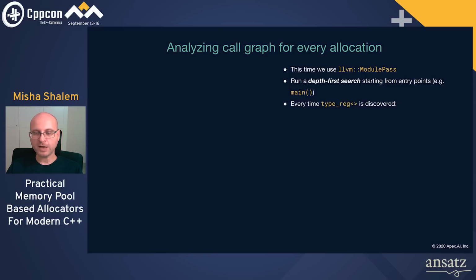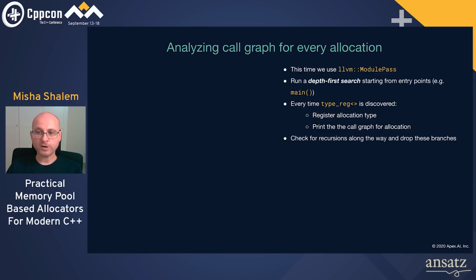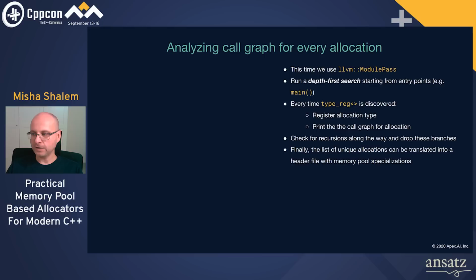And every time we discover a type reg call, we're going to register allocation type, and we're going to print the call graph for this allocation. And we're going to check for recursions along the way, and we're going to drop these branches because such a branch cannot end in allocation. It's just something else entirely. Now, finally, the list of all unique allocations, we can translate it into a header file with specialization or with bucket descriptors.